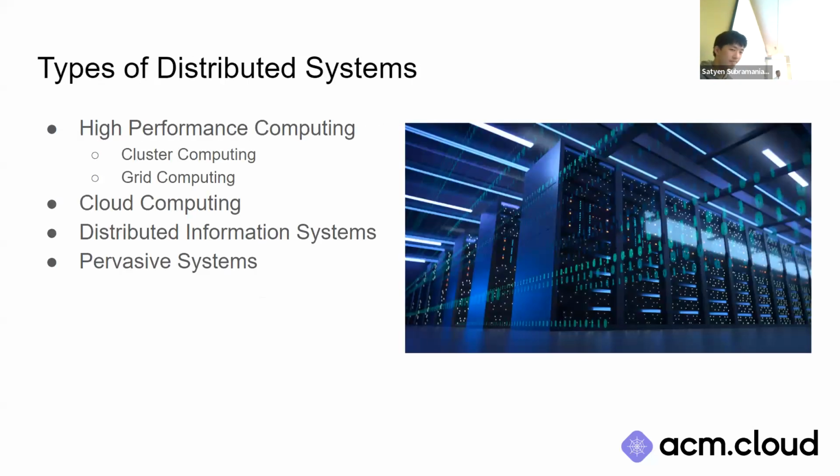Okay. So yeah, I have a list of the types here. We're basically going to go through a scenario where we illustrate when each of these types are applicable. But just to quickly introduce them, we have high performance computing, which contains cluster computing and grid computing. And then cloud computing has a unique place in there, so we'll talk about that. And then we have distributed information systems and pervasive systems.